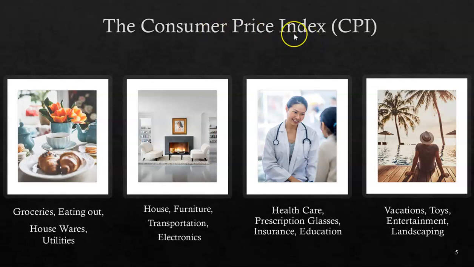Now, the Consumer Price Index has something called a market basket. Every year, we want to take the same things and compare them in price to see where they were, where they are. So here are some things in your market basket. Groceries, eating out, housewares, utilities. Your house that you live in, it could be rent, furniture, transportation, electronics, healthcare, prescription glasses. Don't forget those things.